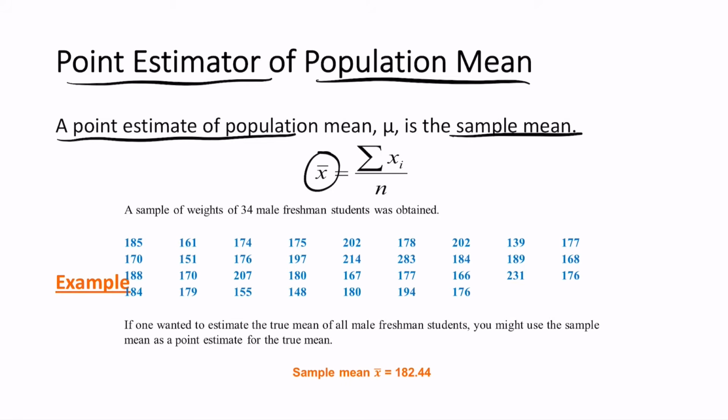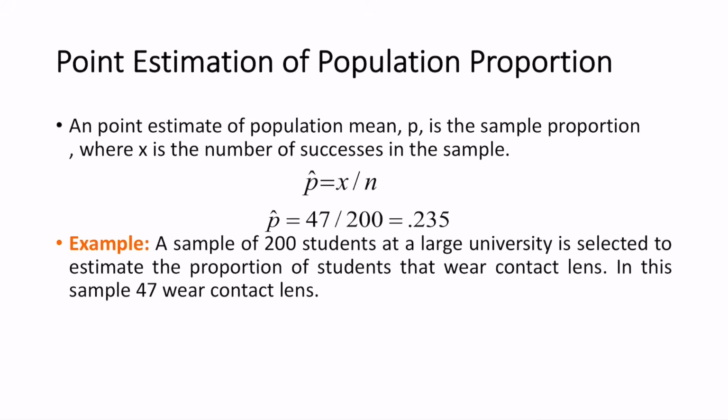For example, here they have given you a sample of 34 male freshman students and their weights, and they are asking us to give an estimate for all of these people. Then the sample mean becomes 182.4. So 182.4 is the point estimate for the population mean.